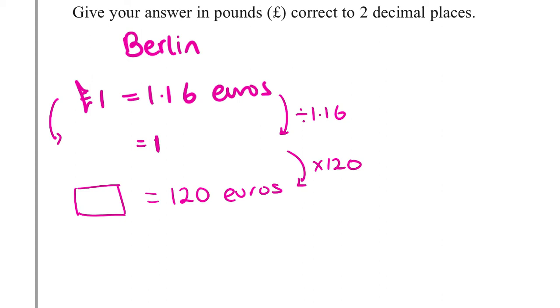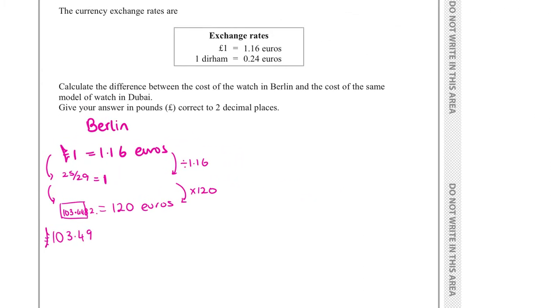Okay, now this gives me an ugly decimal. I say ugly, it just goes on for ages. It's not really ugly, it's beautiful. So I'm going to leave it as a fraction, so 25 over 29. And then, what did I do? So I divided by 1.16, and I'm going to multiply by 120. Times 120, and I get 103.4482, etc., which is 103.45 to 2 decimal places. So that's in pounds. Okay, so we worked out in Berlin how much the watch cost.